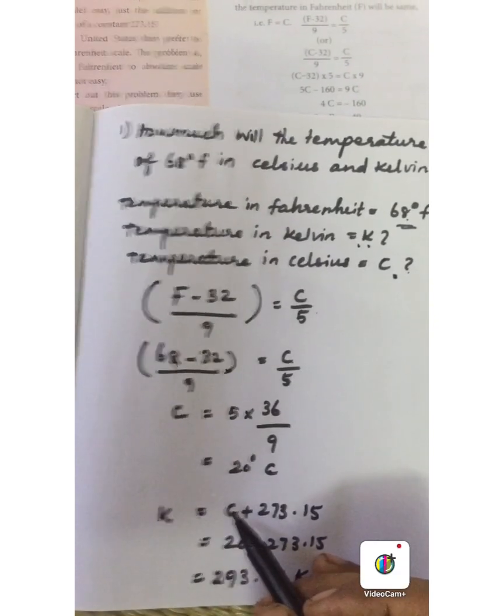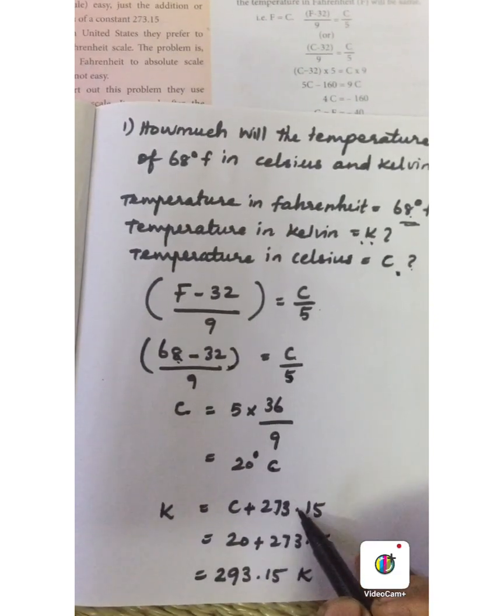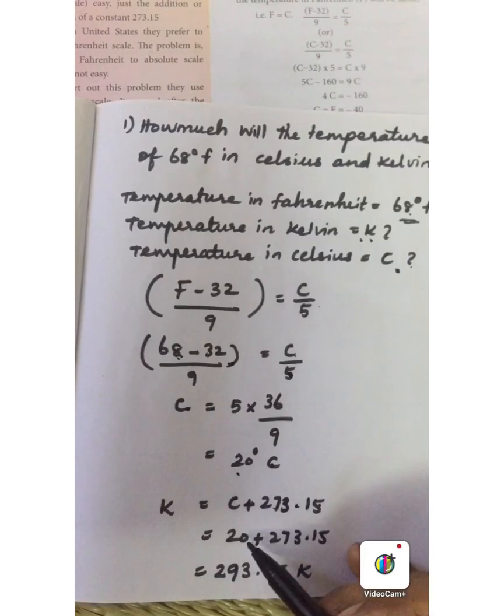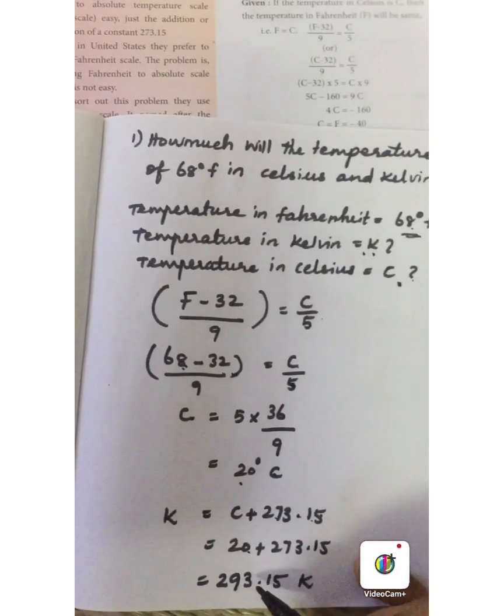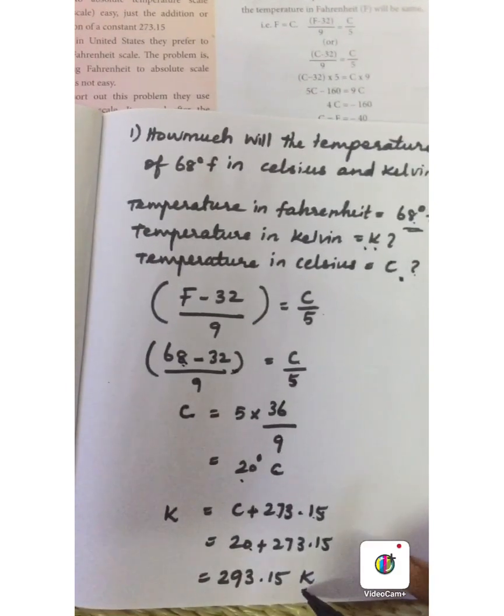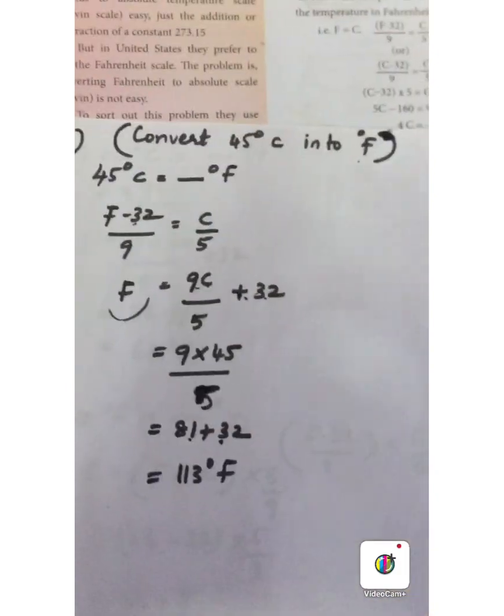Next, we convert the 68 degrees Fahrenheit into Kelvin value. So use the formula K is equal to C plus 273.15. Here the Celsius value is 20, plus 273.15. So the answer is 293.15 Kelvin.